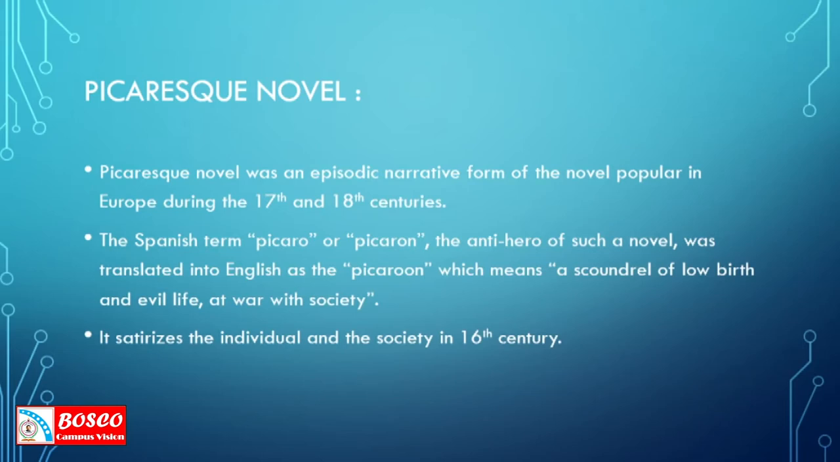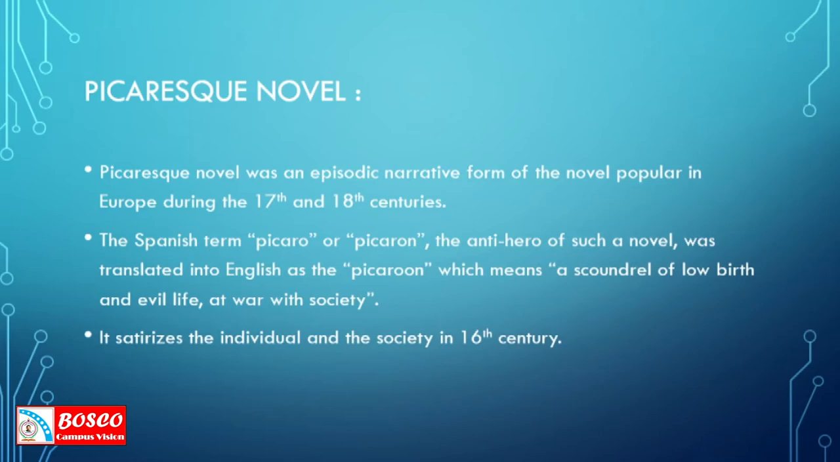So it is considered as one of the earliest forms of novel. And it relates to the adventures of a rogue or a person with a low status, low rank, or a scoundrel of low birth, etc. So this particular literary form was episodic in nature, and it relates to the adventures of whom? Adventures of a person with low birth or low rank. Such a person is called picaro or picaroon. That is a scoundrel or a rogue or a person with low status or low birth, etc. So this literary form relates to the adventures of such a person. And he drifts from one place to another and from one social milieu or social background to another in his effort to survive.